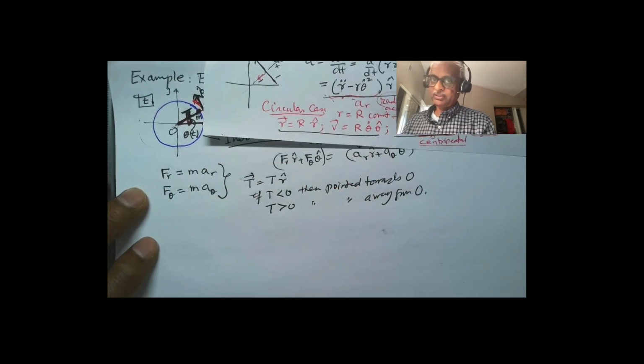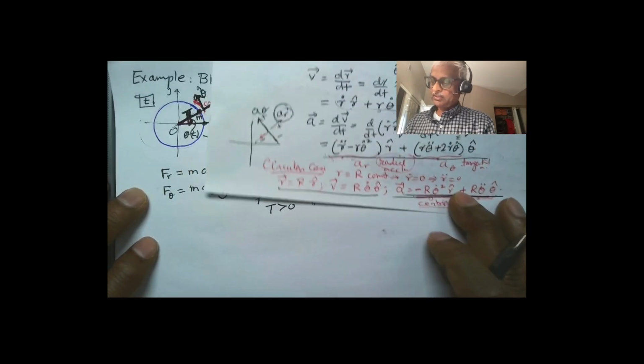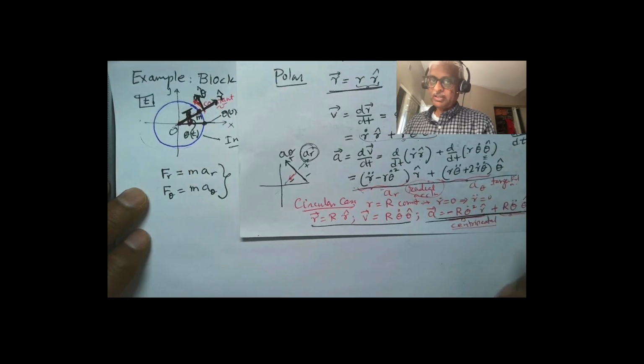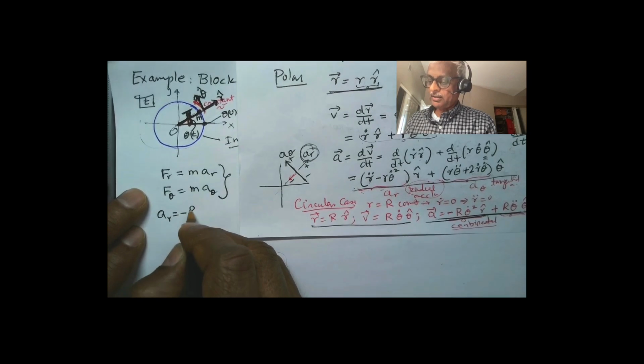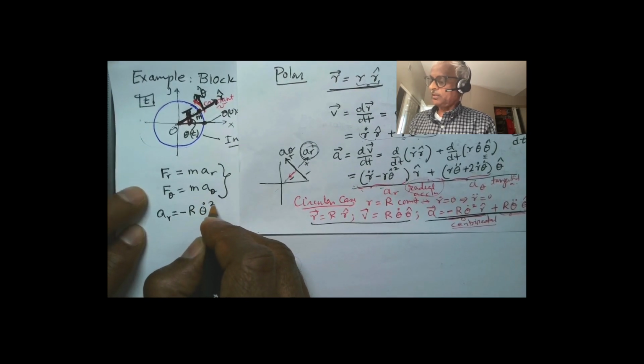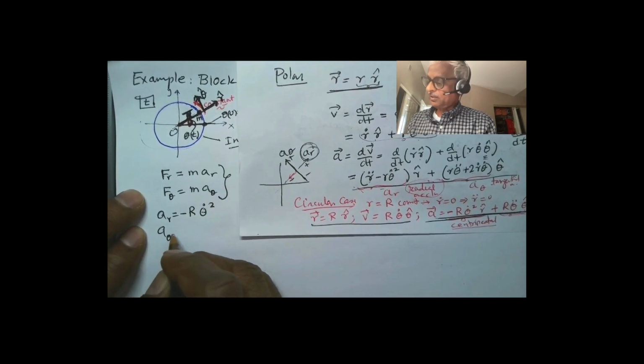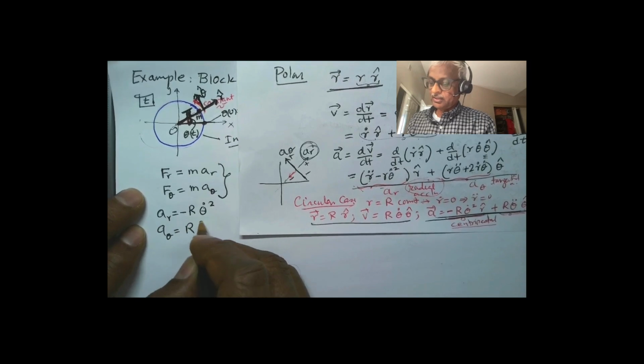So in terms of the acceleration, we already know that a sub r is r theta dot square, and a sub theta is r theta double dot.